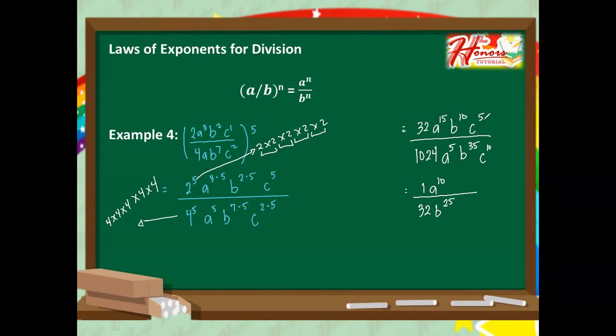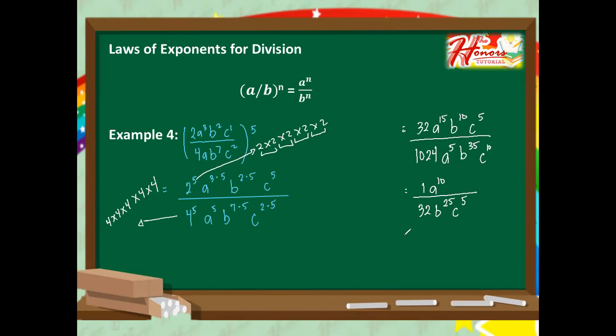Next, c raised to 5, c raised to 10. I can simplify this. How? By subtracting the exponents. So 5 minus 10 is c raised to 5. Where will I put c raised to 5? In the denominator also, because c raised to 10 is bigger than c raised to 5.